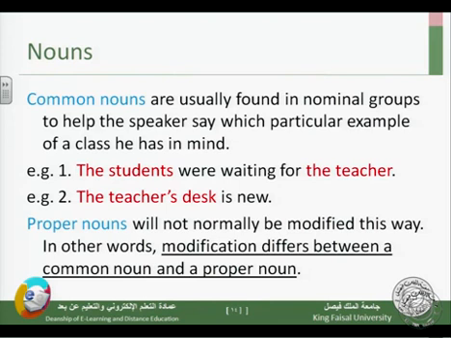In proper nouns, we do not normally modify them this way. So proper nouns are not normally modified this way. We don't have modifiers like the and the teacher's in the previous examples. In other words, modification differs between a common noun and a proper noun. Common nouns have different sets of rules in grammar for modification. Proper nouns are normally not modified.